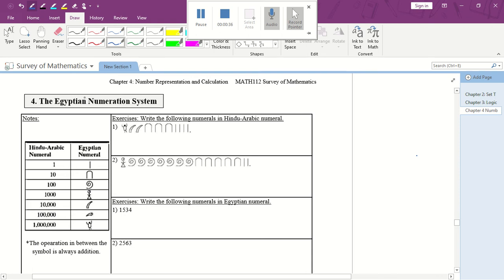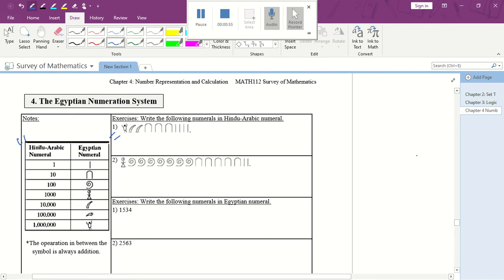So, the Egyptian numeration system. What's special about this numeration system is that as long as you have this table here, you are able to do all the questions. It doesn't require those hard, difficult calculations.